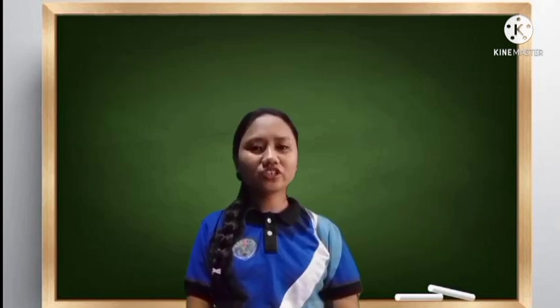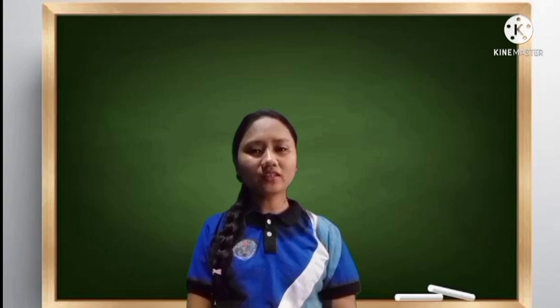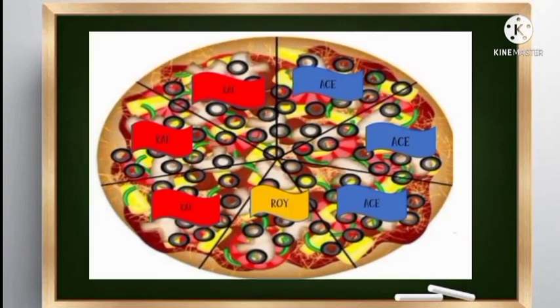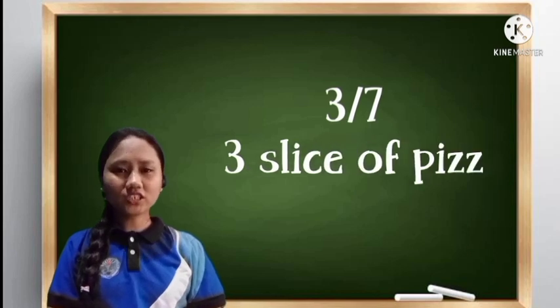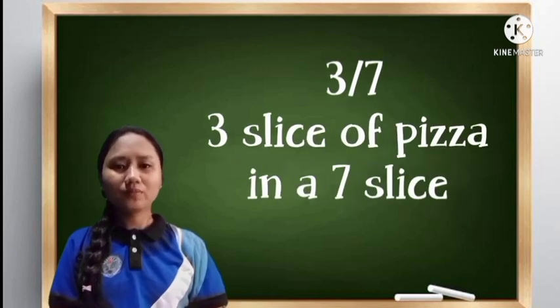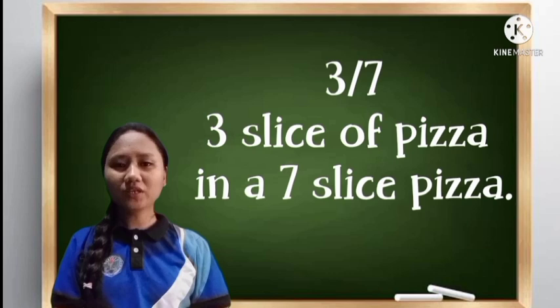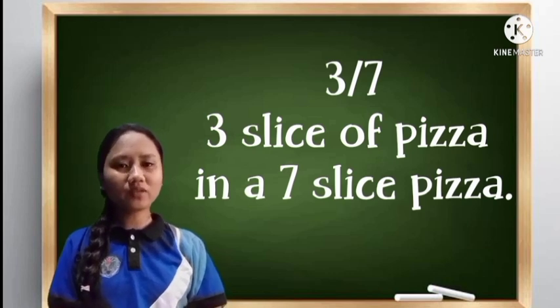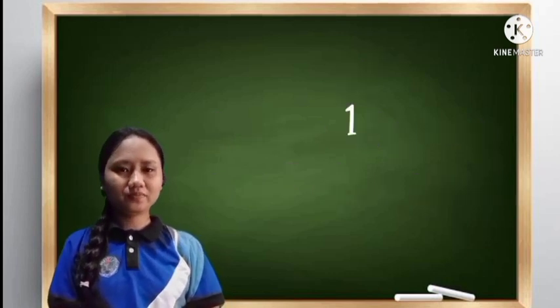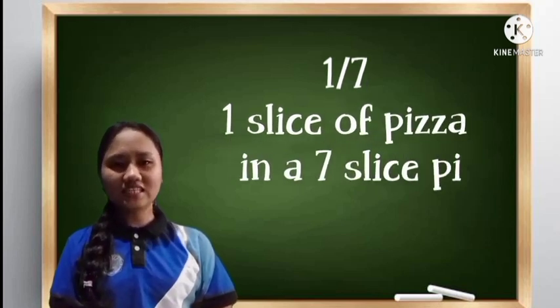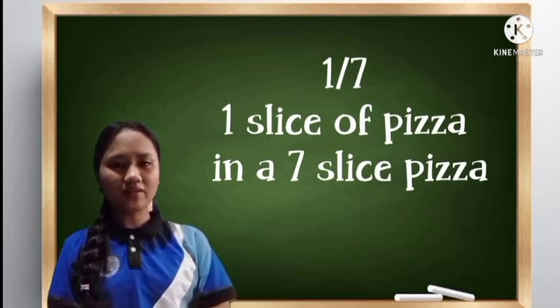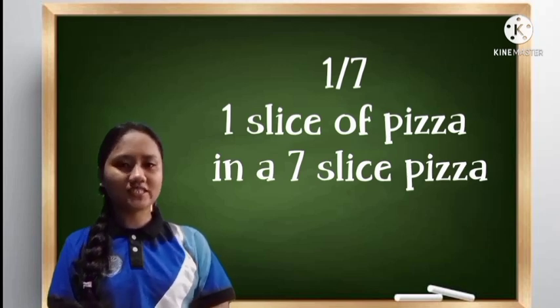Here is the illustration for you to further understand the answer. Ace and Kai get 3/7 of the pizza because in a 7-slice pizza, each of them gets 3 pieces. Meanwhile, Roy gets 1/7 because in a 7-slice pizza, he only gets 1 piece.